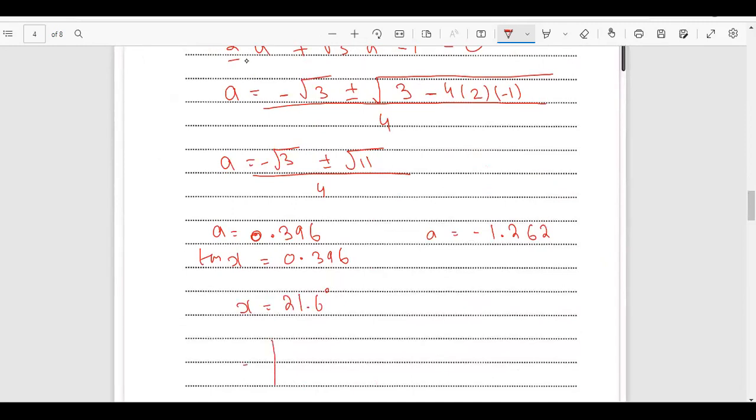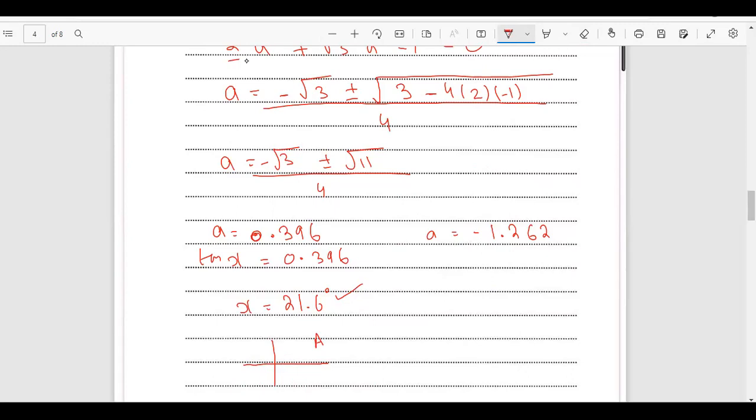We have 4 quadrants. Forget about the range. We'll talk about all the 4 quadrants. Tan is positive. It is positive in the first quadrant and the third one. So from 21.6, this is going to be the only answer because if I start finding out the other, it would be greater than 180 and that would be outside our range. Okay. Let's talk about the next one.